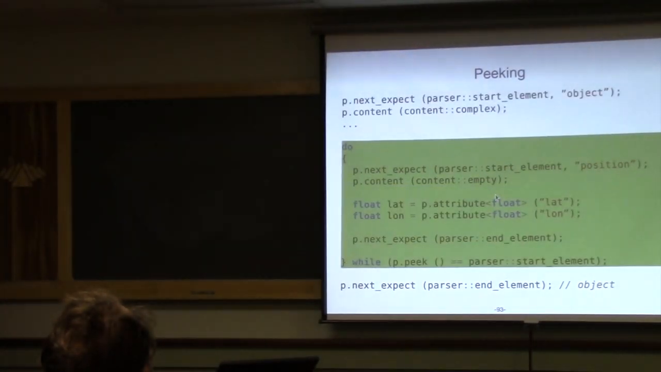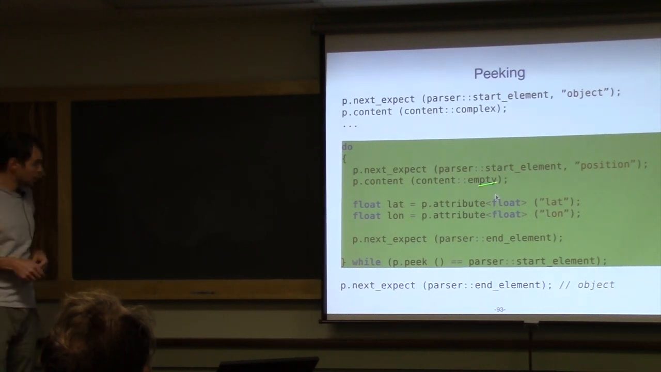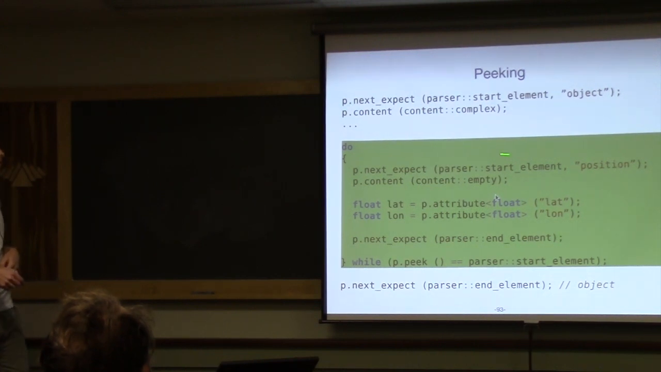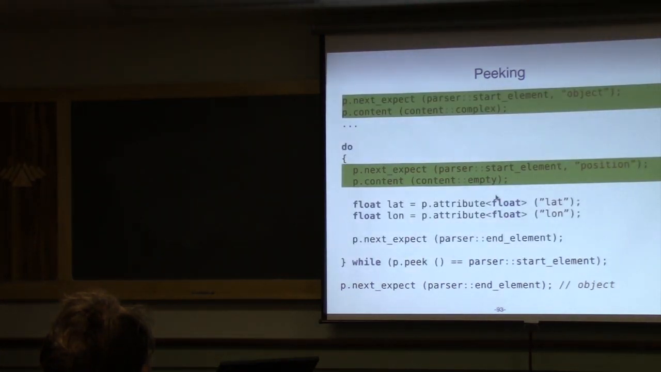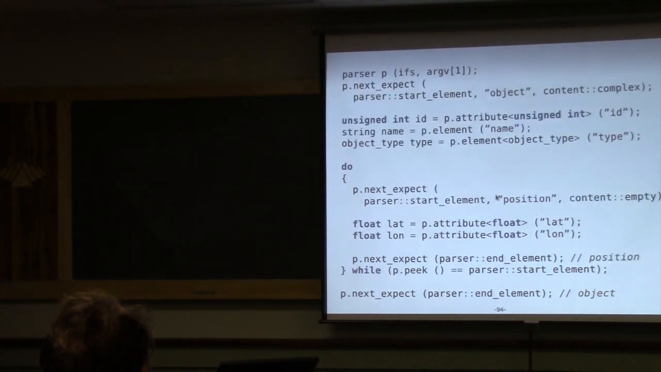Okay. So yeah, the only thing, as someone mentioned earlier, to improve here is that, as you can see, we set the content immediately after next expect in both cases, and that will be a pretty common pattern. So we just do it all in a single function call. And that's the whole parser for our vocabulary. I think it's about 15 lines of code. It's production quality with proper error handling and everything.